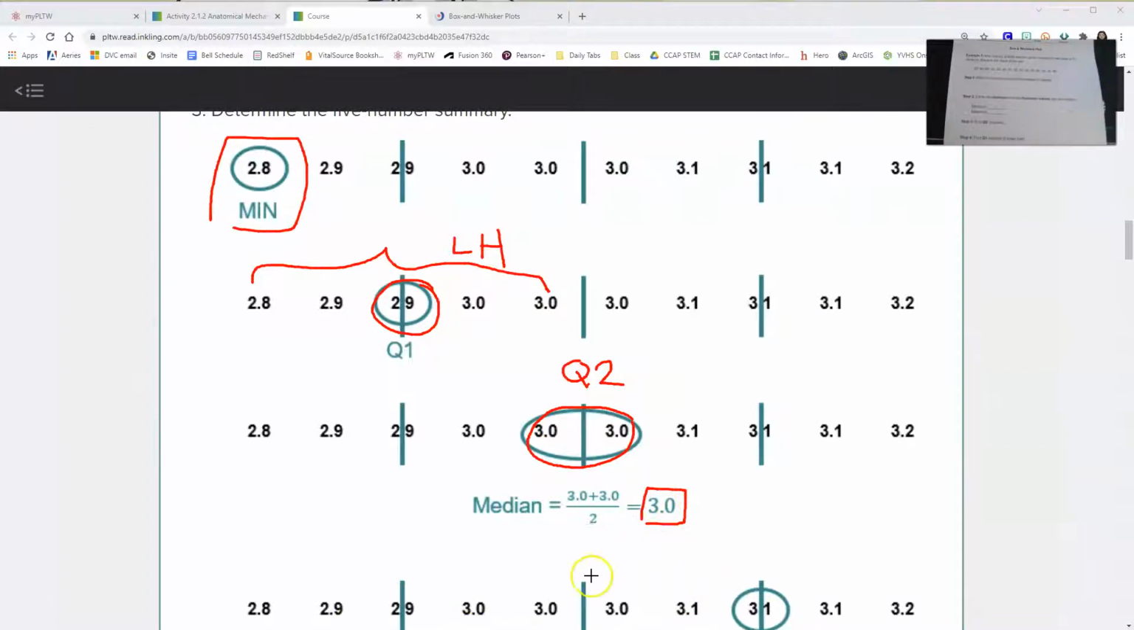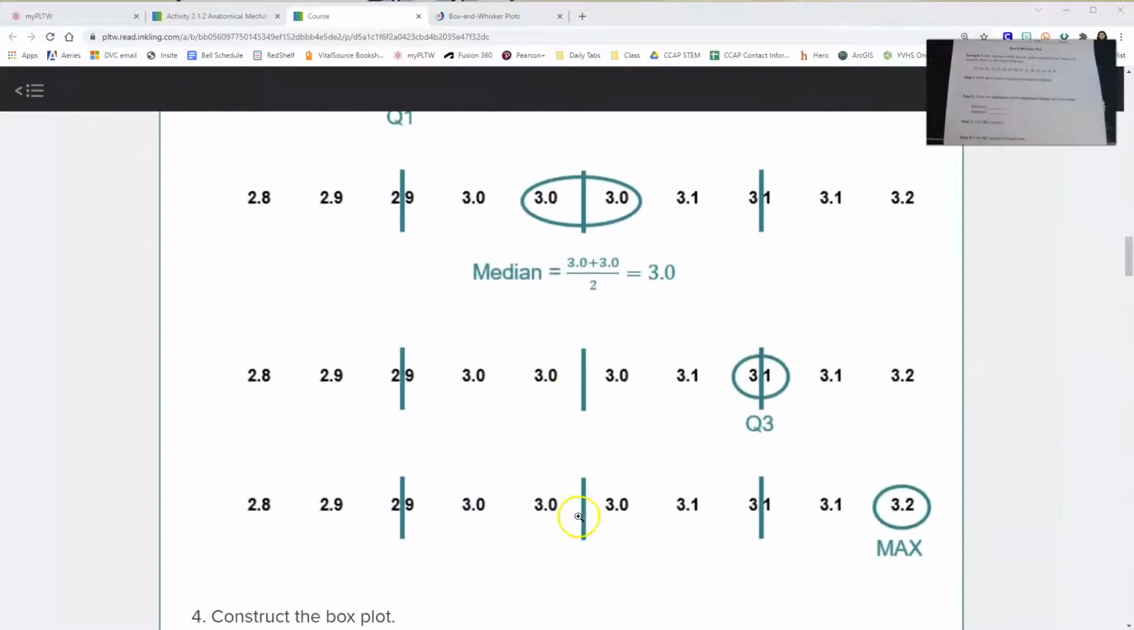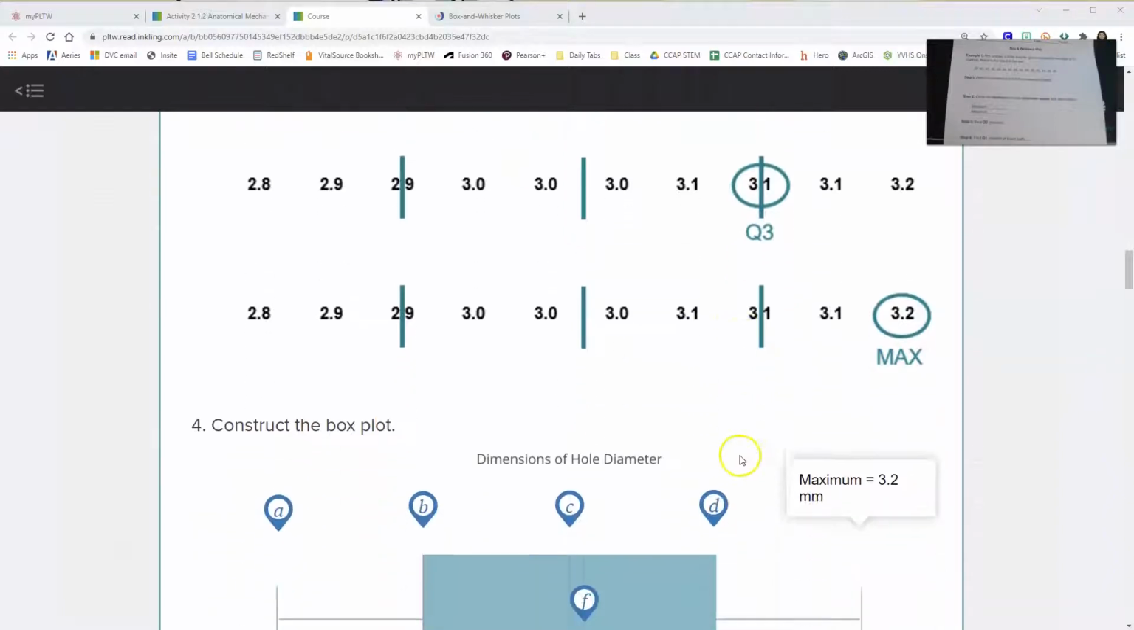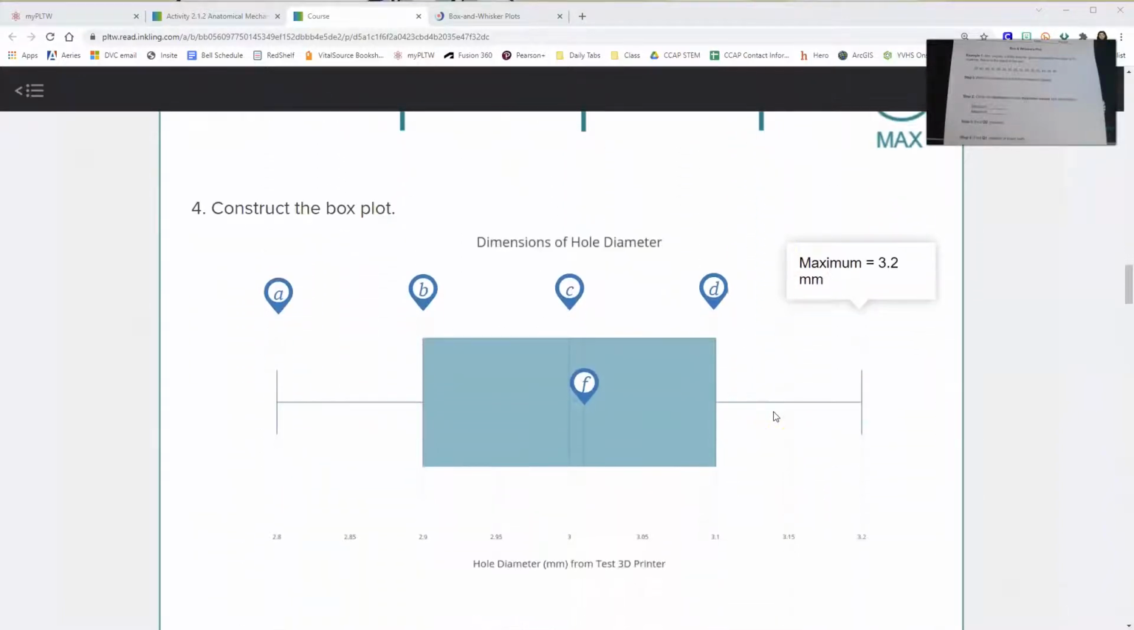And then the second to the last number is the median of your upper half, and the median of your upper half here is 3.1. And then finally you get the highest number, or the largest number, which is the max, and that's 3.2. Now what are you going to do with all these numbers? You will convert them into a graphical form known as the box plot or the box and whisker plot.